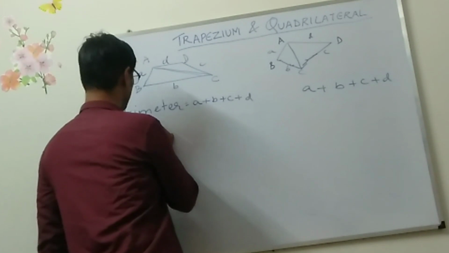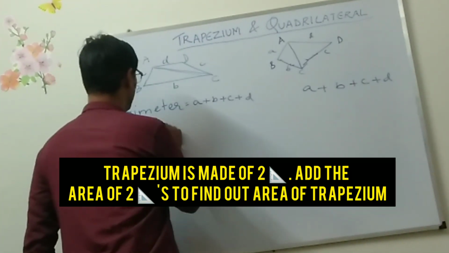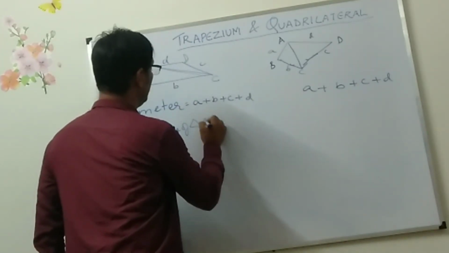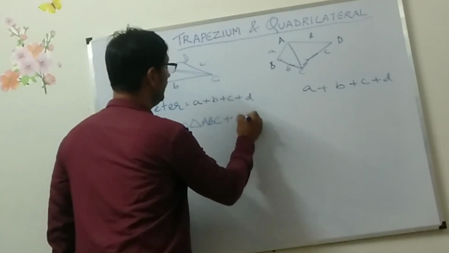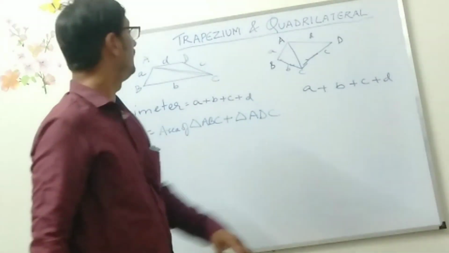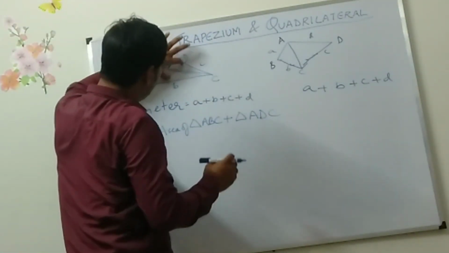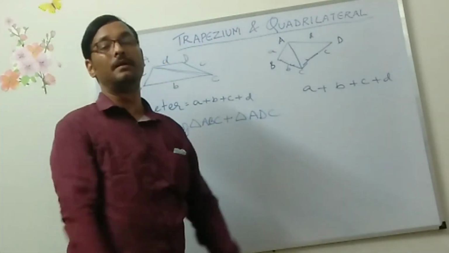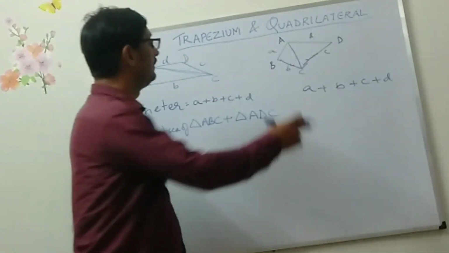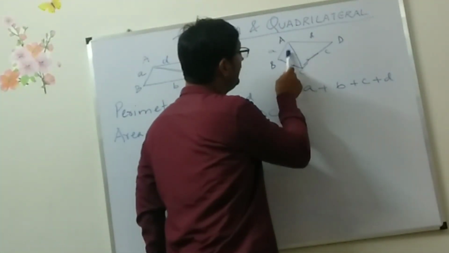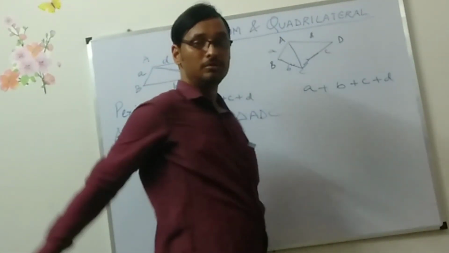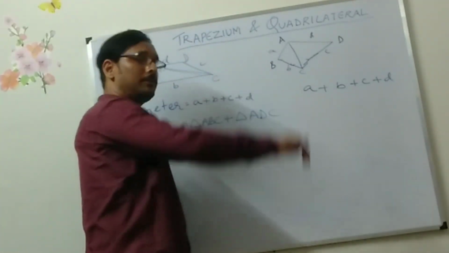So how to find out area of this whole figure? Area of this whole figure is made up of what? Area of triangle ABC plus area of triangle ADC. If I find out the area of these 2 triangles and add them up, then what will I find? I'll find the area of this whole figure. The same thing applies here. If I find out the area of this figure and add both up, then I'll find out the area of the whole total figure. I'll be applying the same thing.